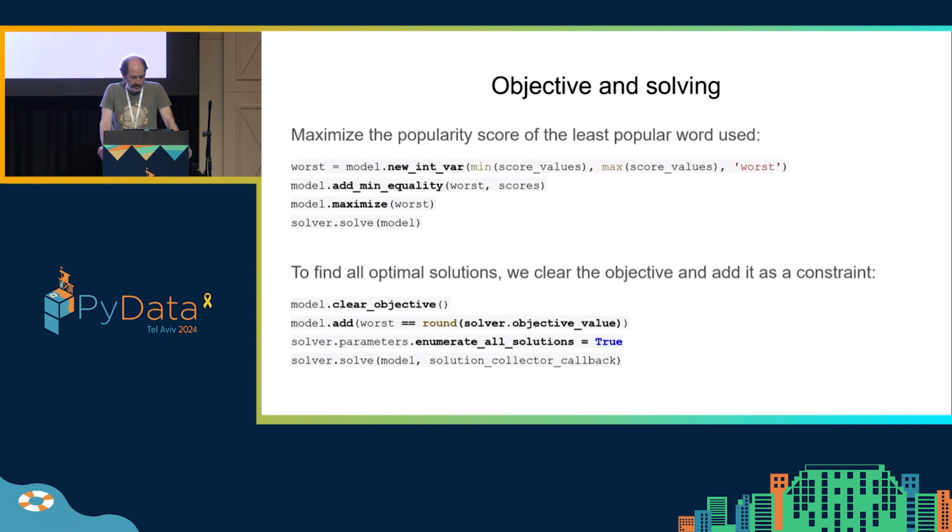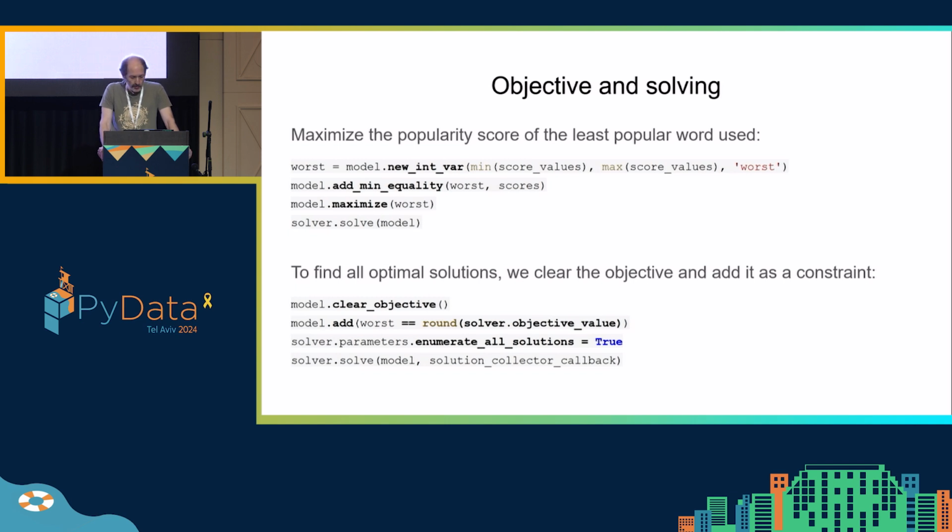It takes the value of one of the scores, and I do the add min equality. So worst will be constrained to be the minimal value of scores. And then I add the objective, maximize worst. And then I can do solver solve for my model.